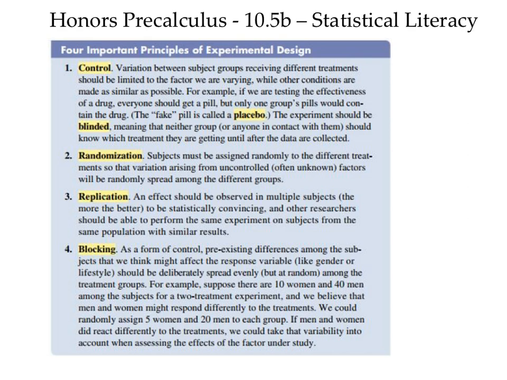Finally, blocking. As a form of control, pre-existing differences between the subjects we might think might adversely affect the response variable, like gender or lifestyle, should be deliberately spread evenly but at random among the treatment groups. For example, if there are 10 women and 40 men among the subjects for a two-treatment experiment, and we believe that the men and women might respond differently to the treatments, we would want to randomly assign 5 women and 20 men to each group. If men and women did react differently to the treatment, we could take that variability into account when assessing the effects of the factor under study.